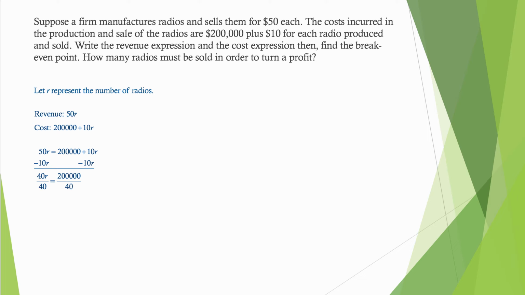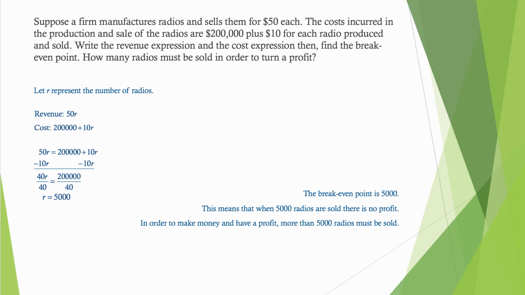Then we can divide each side by 40. That leaves us with R is equal to 5,000. That means that the break-even point is 5,000, so that when 5,000 radios are sold, there is no profit. In order to have a profit, that means we need to sell more than 5,000. Because if we sell less than 5,000, we're going to incur a loss because we have that huge fixed cost of $200,000. So more than 5,000 radios must be sold in order to have a profit.